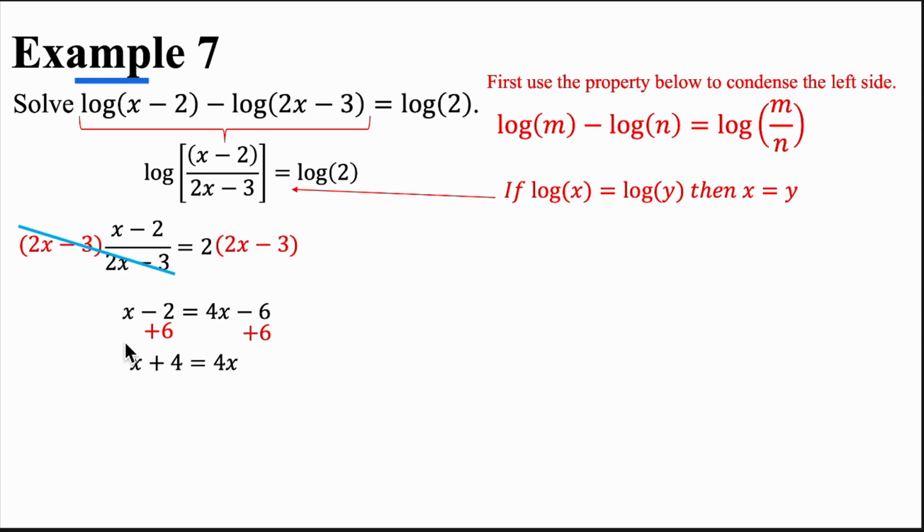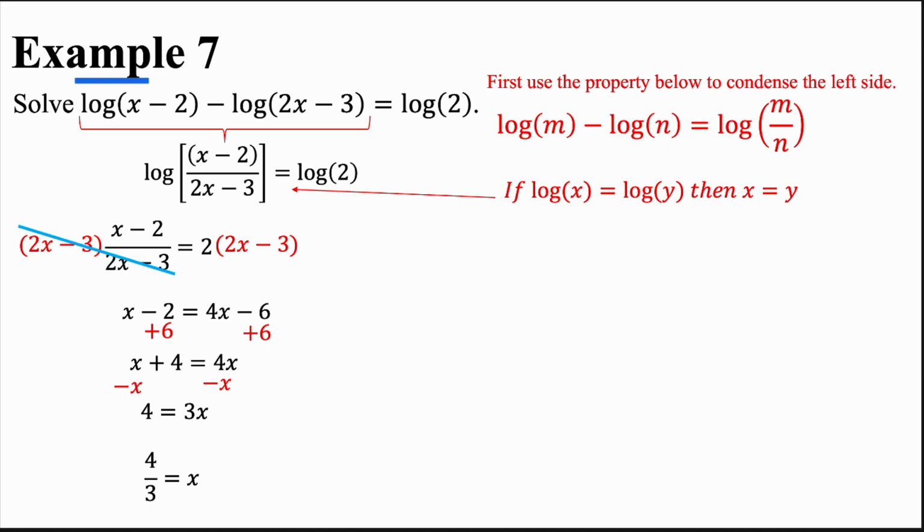Now we're going to move the x's to the same side, so let's move this x over to the right side by subtracting. 4 equals 3x, and finally we can divide by 3 to get the x value. So x equals 4/3 is the possible answer.